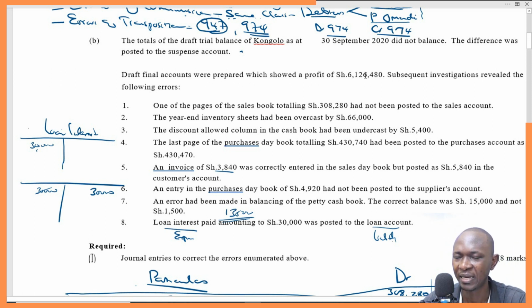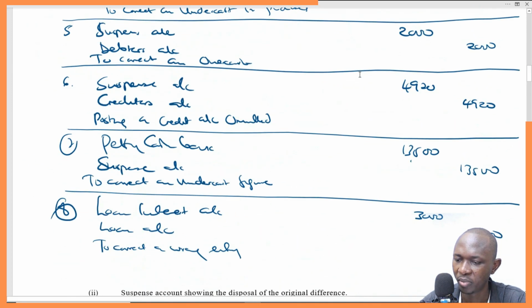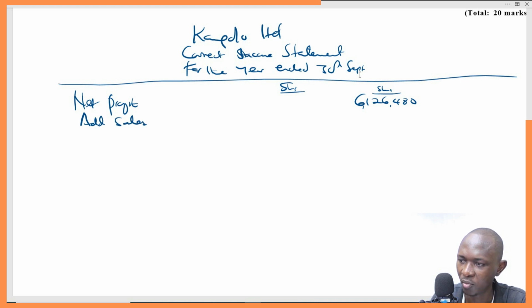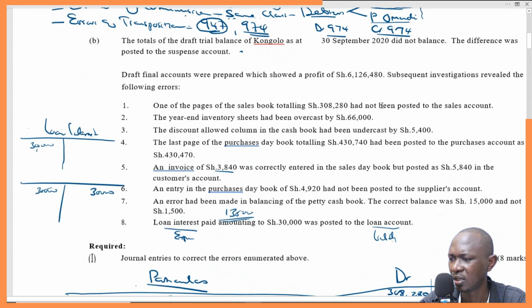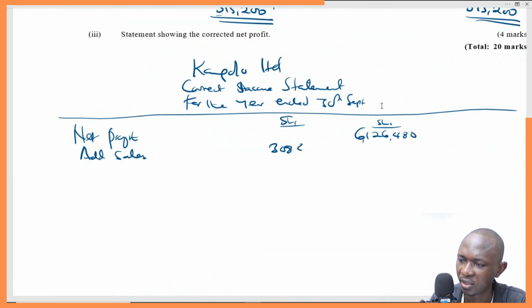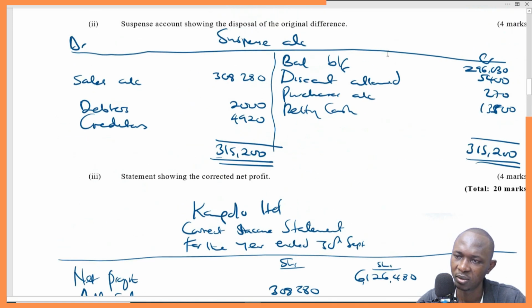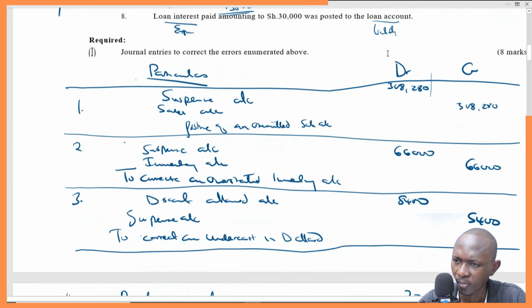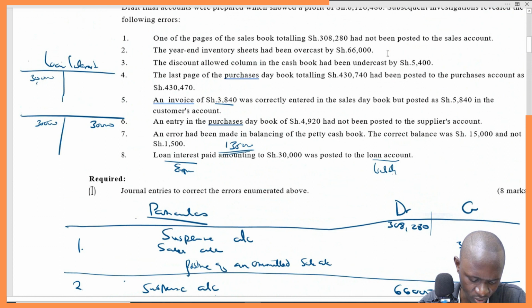You had not posted a sale. So when you post that sale, it will have the effect of increasing the net profit. So we simply say add sales. We add the sales that had not been posted. How much was that? 308,280. So 308,280 sales which had not yet been posted. Then we look at any other thing that will have the same effect of increasing the net profit.